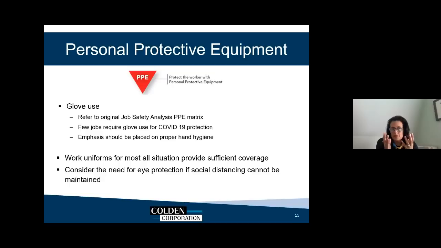And then really thinking about the need for eye protection. If social distancing cannot be maintained and you don't have a barrier, absolutely face shields or goggles or glasses to get some eye protection. Face shields are absolutely not a substitute for face coverings. Next slide.